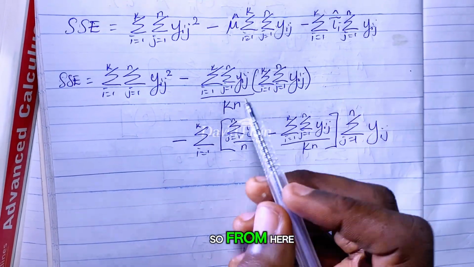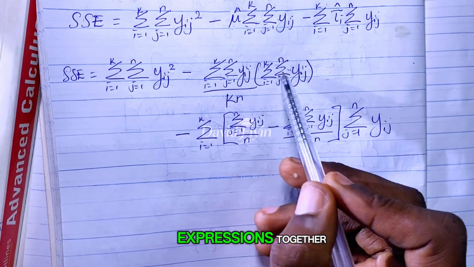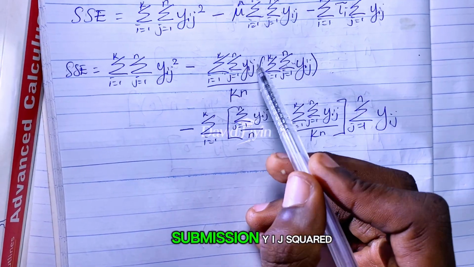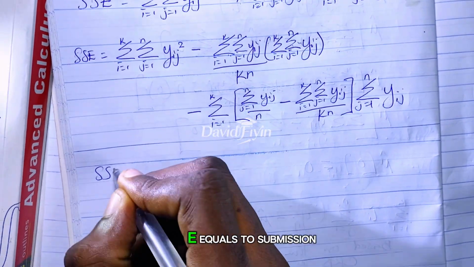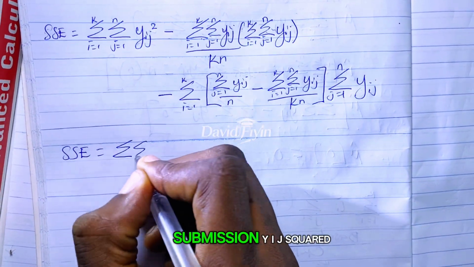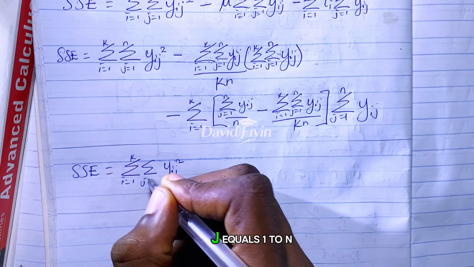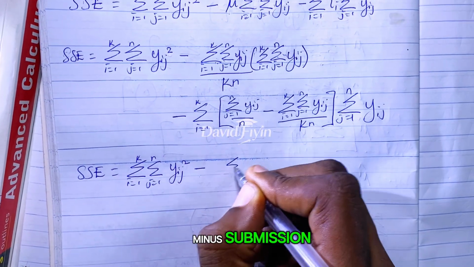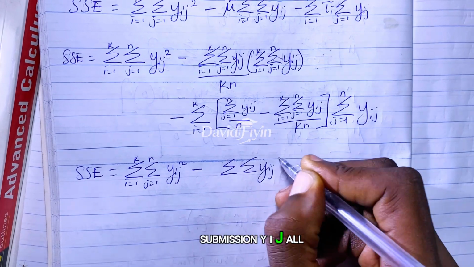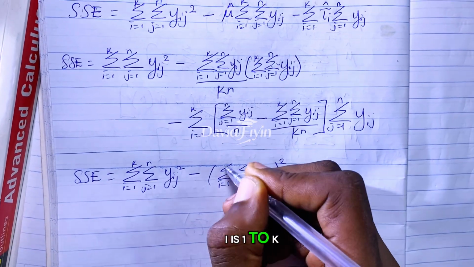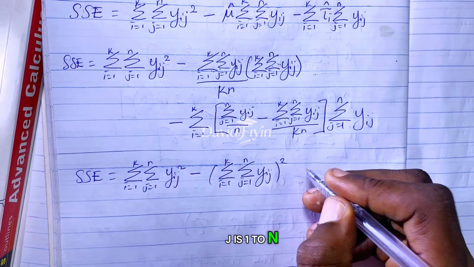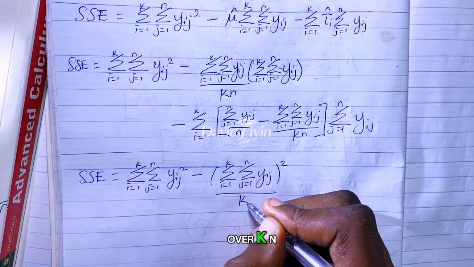So from here, if we multiply these two expressions together, we are going to have summation y_ij squared. So we have SSE equals summation y_ij squared, i equals 1 to k, j equals 1 to n, minus summation y_ij all squared, i is 1 to k, j is 1 to n, over kn.